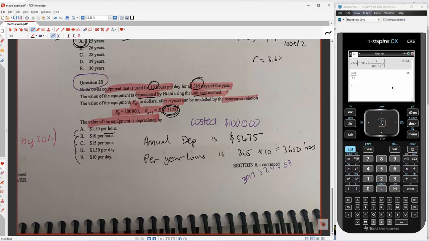To get the hourly rate then, all I do is divide the 5,475, the annual depreciation, by 3,650. So just divide them. 5475 over 3650. And that one there is $1.50. So $1.50 per hour. There it is right there. Okay, on to the next question.